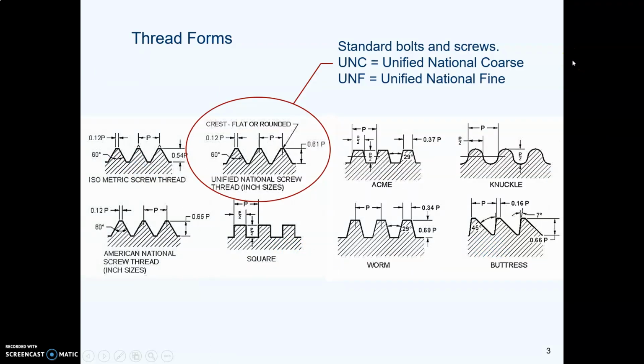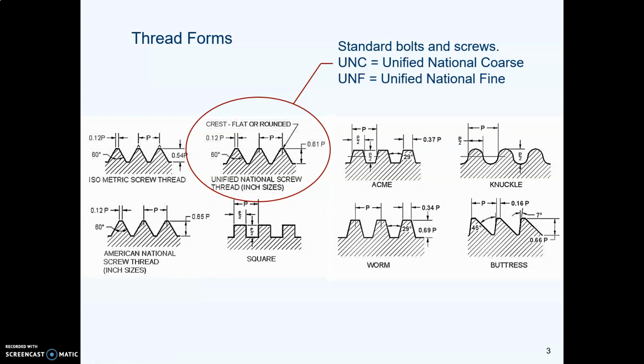There are all different shapes that threads could take. You might recognize the knuckle thread. If we were in person, I would ask you if you could think about where that was in your house. And you might say, oh yeah, light bulb. Or looking at the Acme thread, if I asked you about that, you might say, oh yeah, a screw jack for changing a tire. But this one that I have circled, the Unified National thread, is the one that we use for all our screws and bolts and nuts.